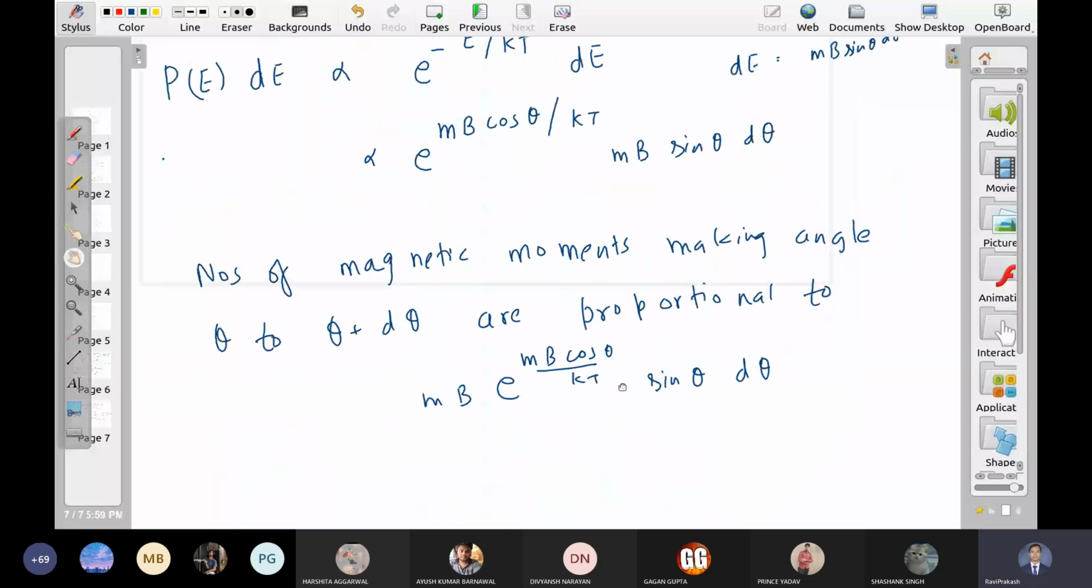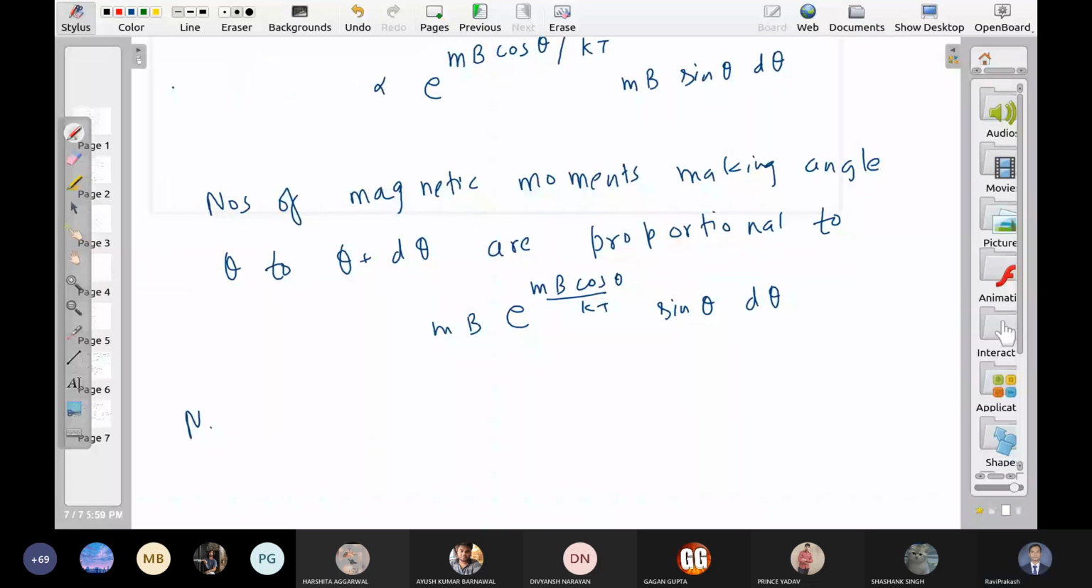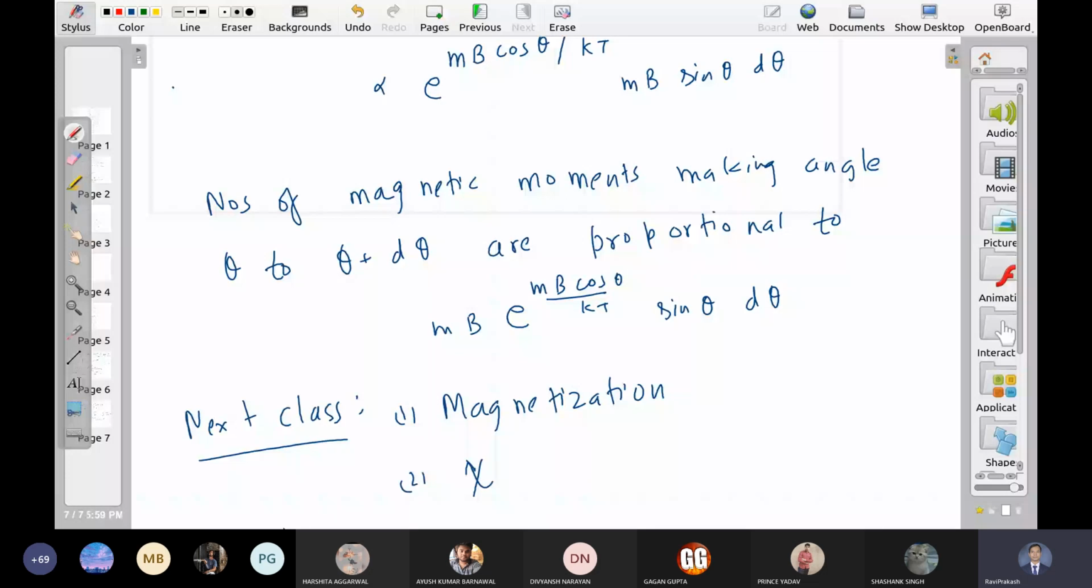So in the next class, what will we calculate? Magnetization. And once we know the magnetization, we will also calculate chi. Okay. And as you obviously see, आप यहाँ से देख सकते हैं, magnetization depends on temperature, and therefore chi also depends on temperature. Okay. So what is the chi dependence on temperature? That we will discuss in the next class.